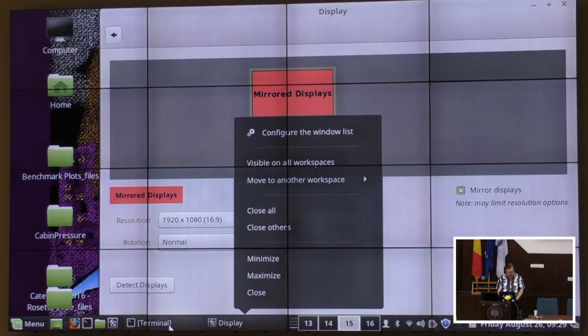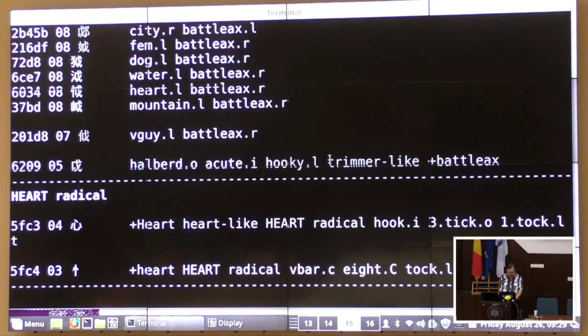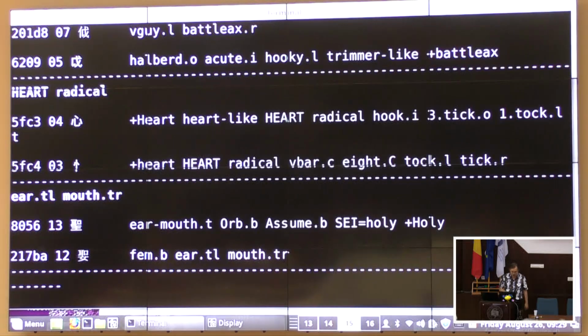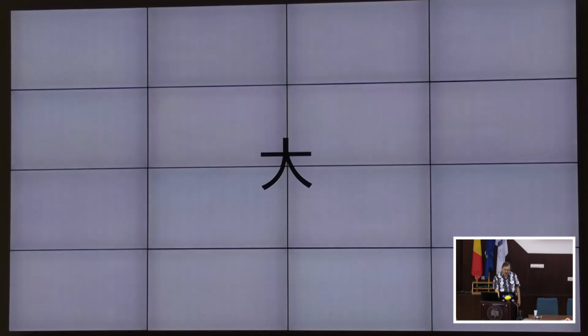That's not the one I want. I want that one. Okay. Well, I can look it up. And I have a little program here that I've been developing. So I can say ear, top left, mouth, top right. And there it is. And we'll talk more about that.